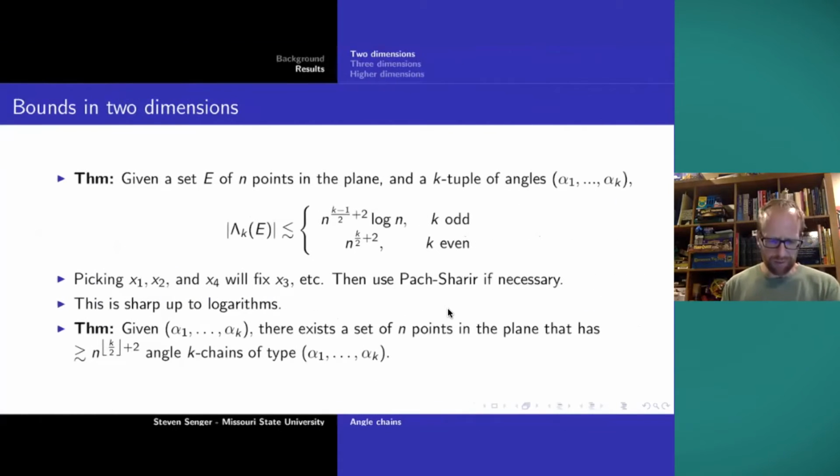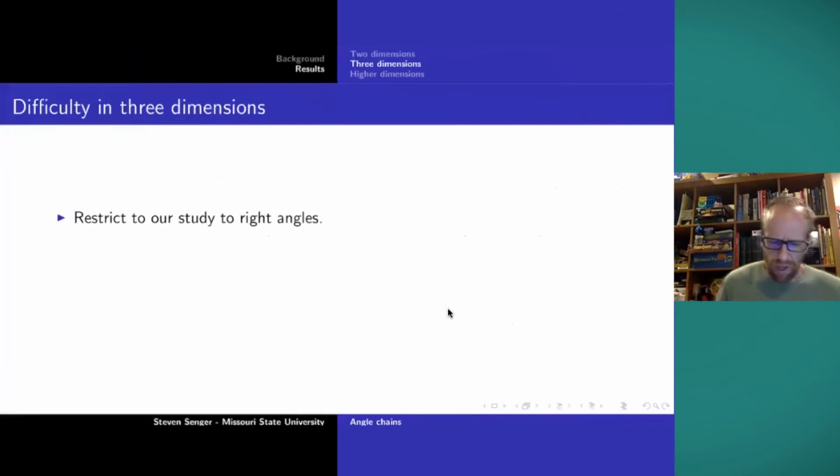Oh, sorry, I guess I'm going to explicitly state what I just sketched out. There exists a set of points that has n to the floor of (k over 2) plus 2 angle k chains of a given type. Okay, 3 dimensions. So we started studying this maybe 2 years ago. Within a few weeks, we had 2 dimensions pretty much licked. We're happy with 2 dimensions. And so we said, well, let's move on to 3 dimensions.